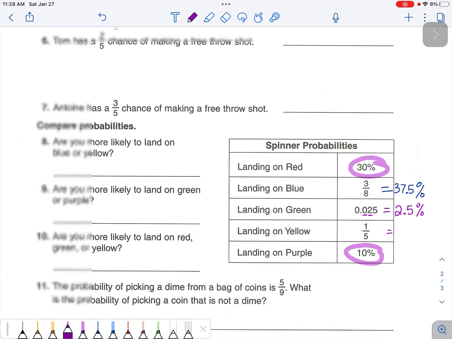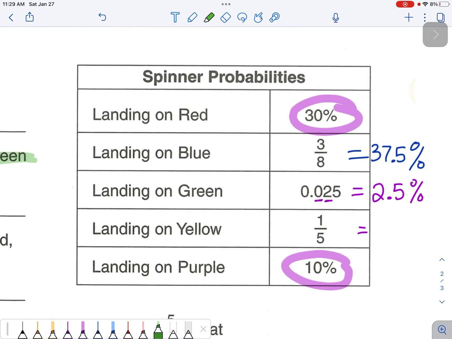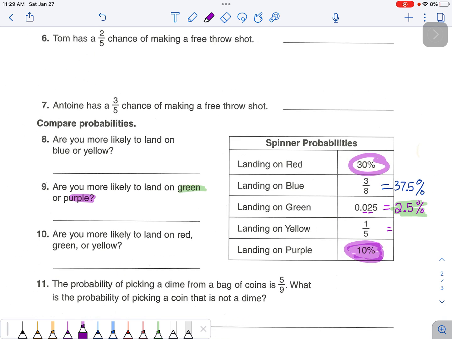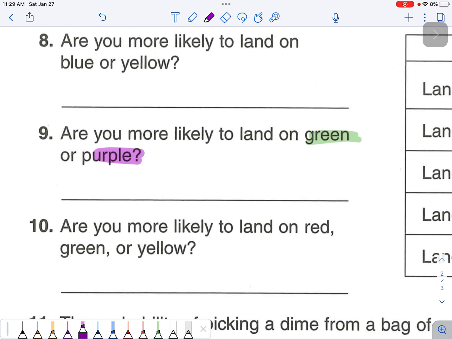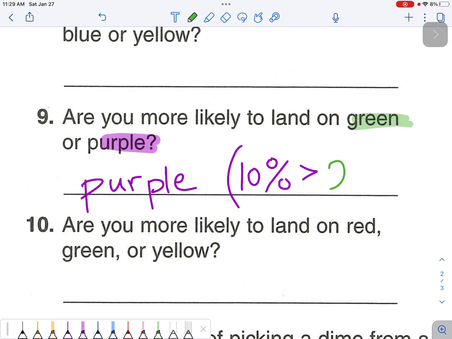Once they're all percents, you can compare them. So let's look at number 9, because I have both of those numbers. We're going to look at green and purple. So green, we made it 2.5%, and purple is down here at 10%. So which one is more likely? It's got to be purple. Purple, because 10% is greater than 2.5%.